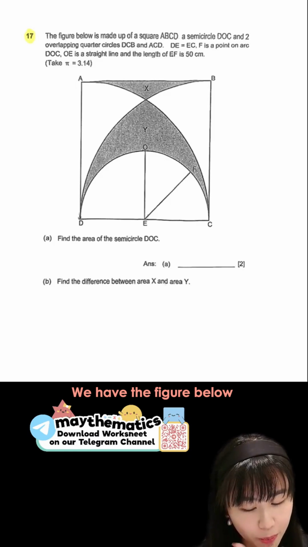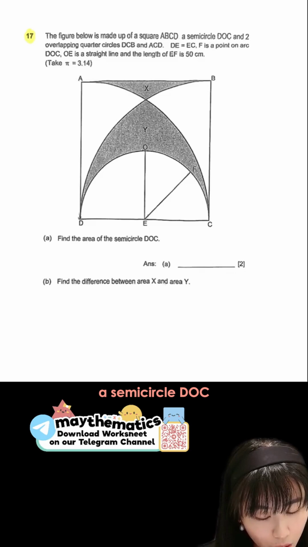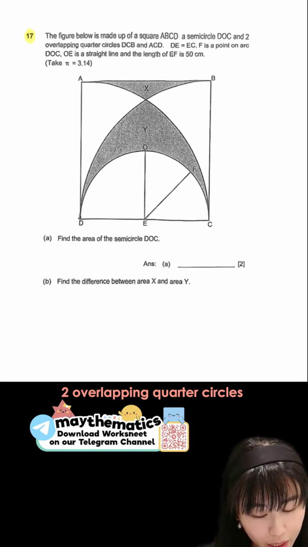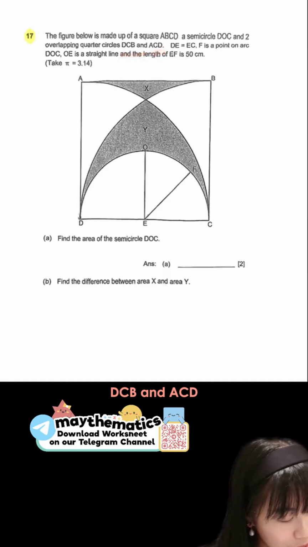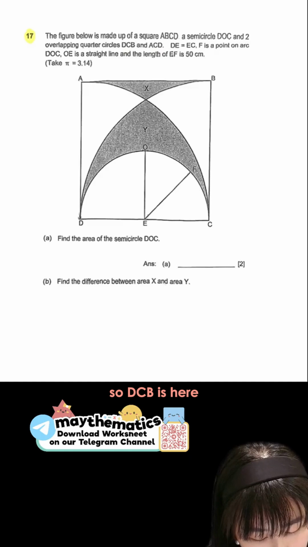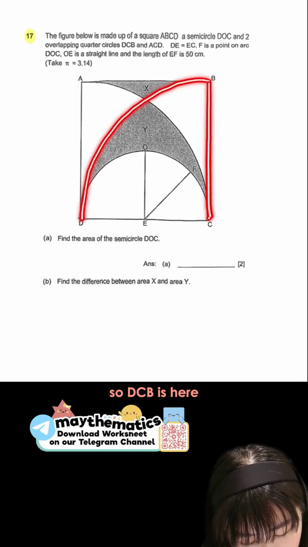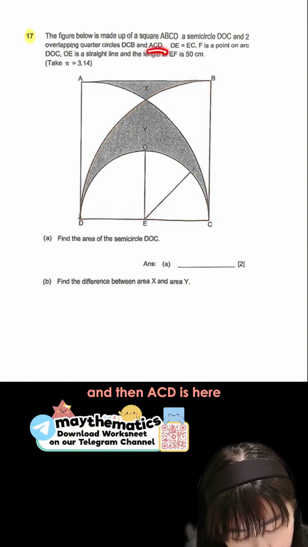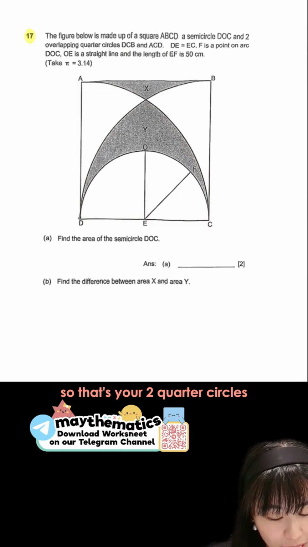The figure below is made up of square ABCD, a semicircle DOC, and two overlapping quarter circles, DCB and ACD. So DCB is here, and ACD is here. So that's your two quarter circles.